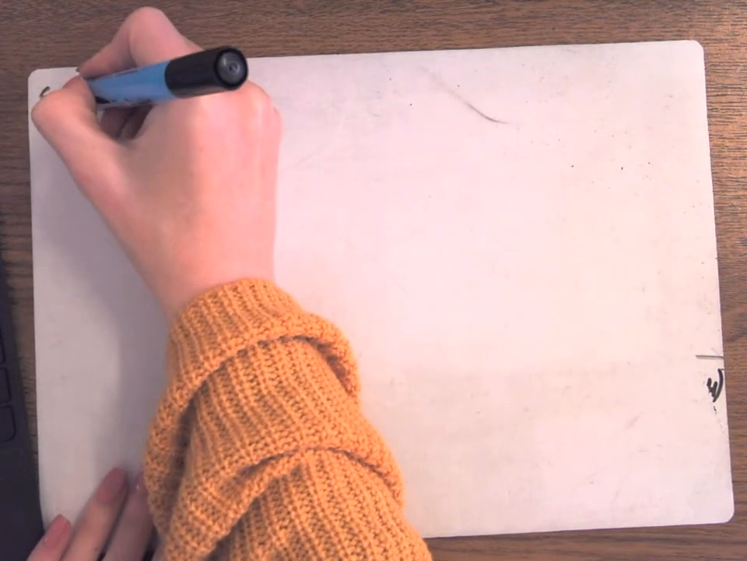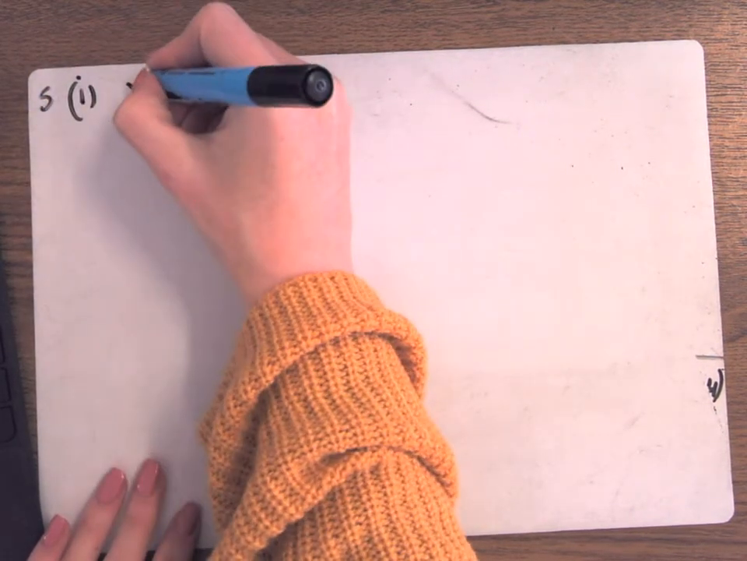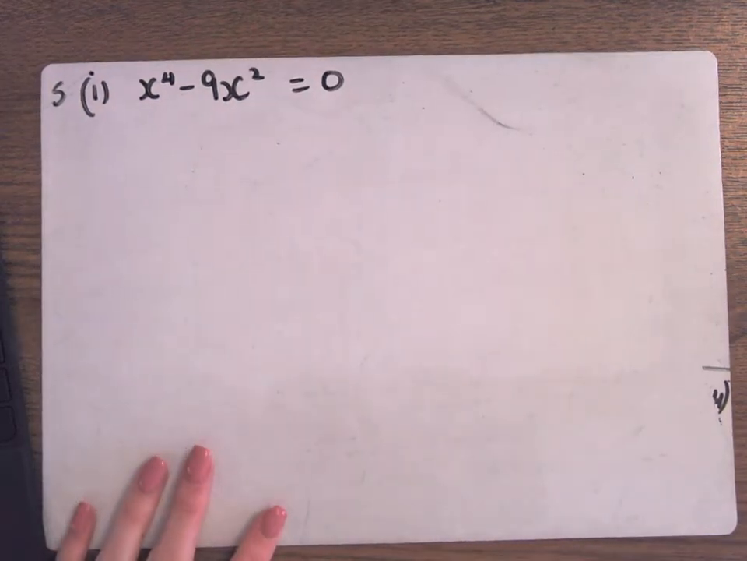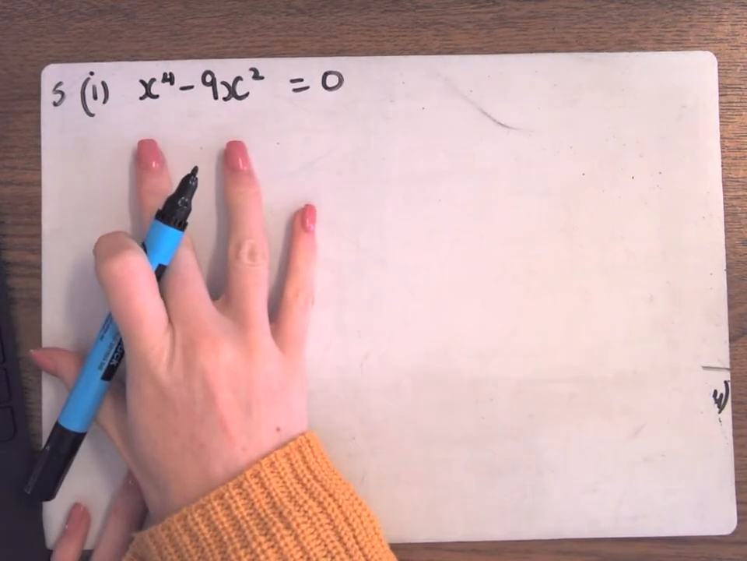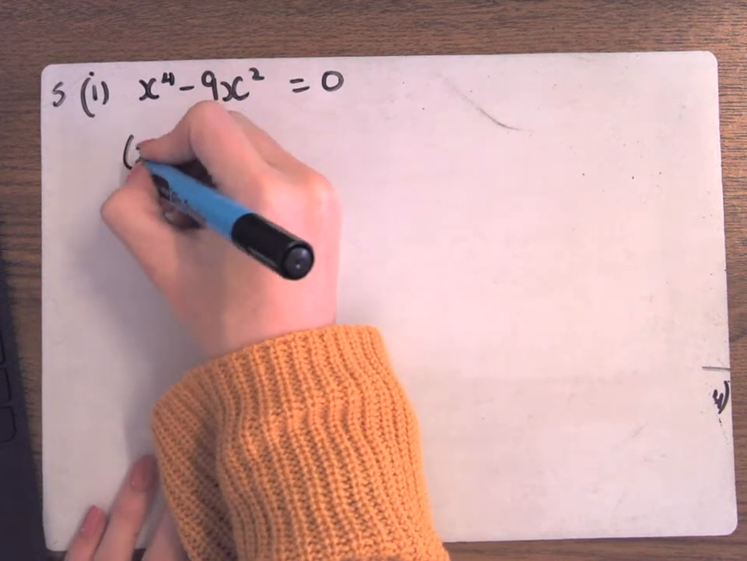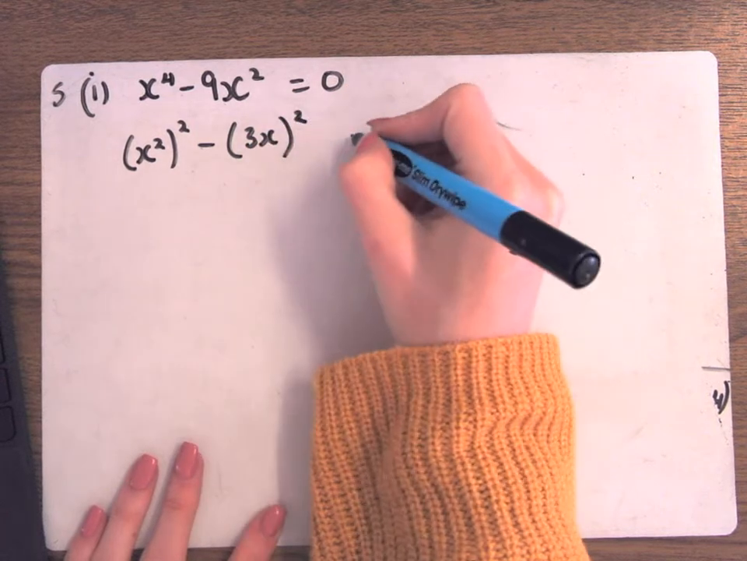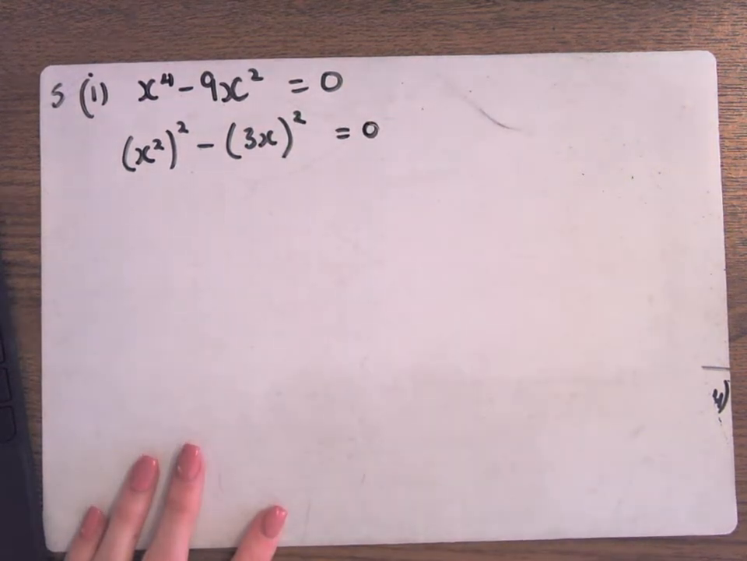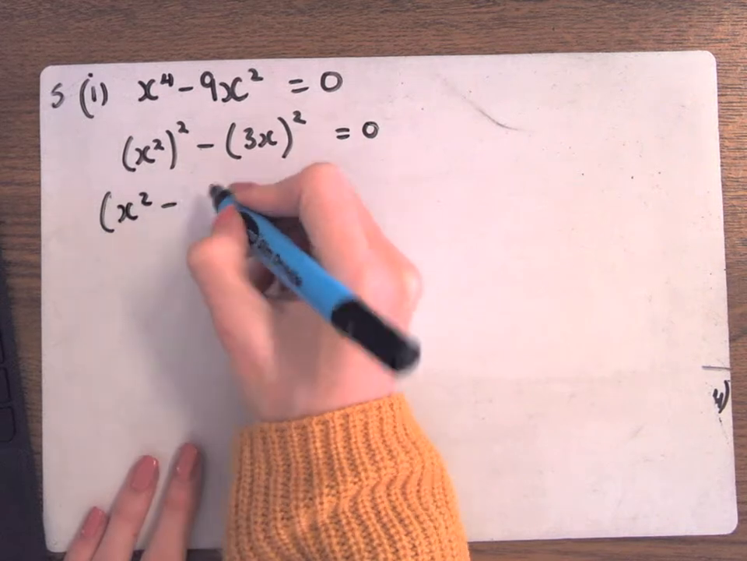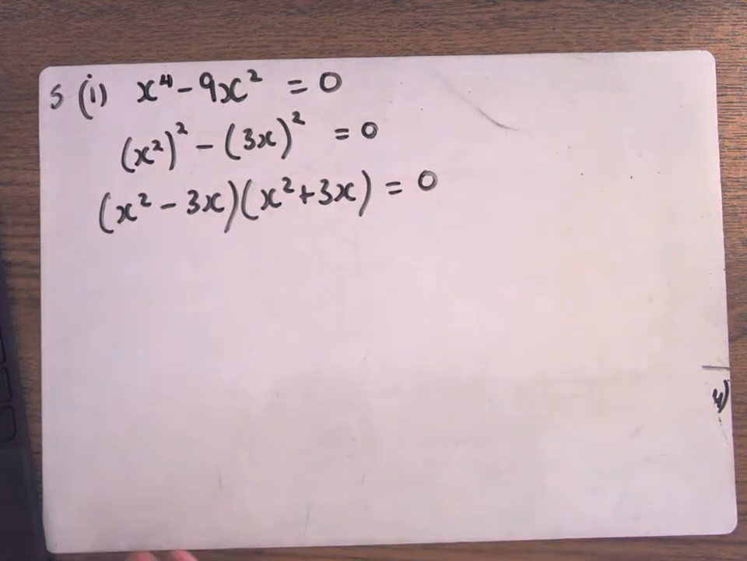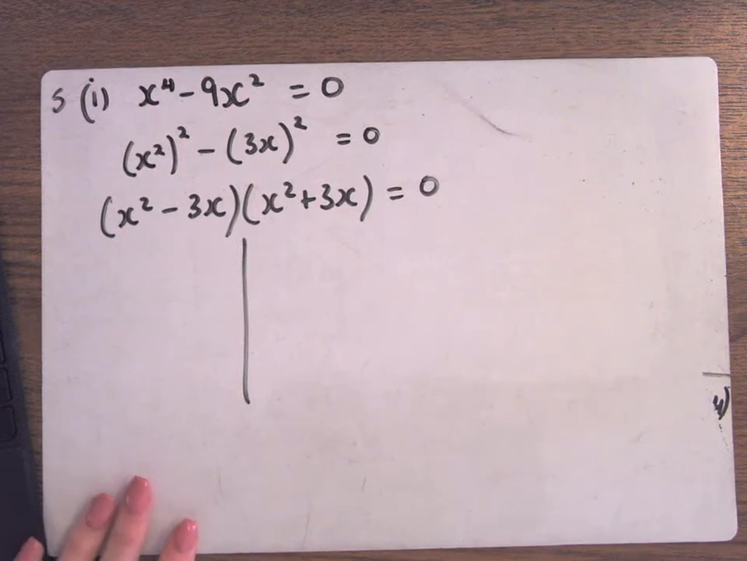So 5 part 1. X to the power of 4 minus 9x squared equals 0. Okay. What is this? It is difference of two squares, exactly. It's x squared to be squared, and it's 3x to be squared. Can everyone see that? Okay, so that means it's x squared minus 3x and x squared plus 3x equals 0. Now we'll do this in the next part. It's solving. So you split your page. Do you remember this from junior science?